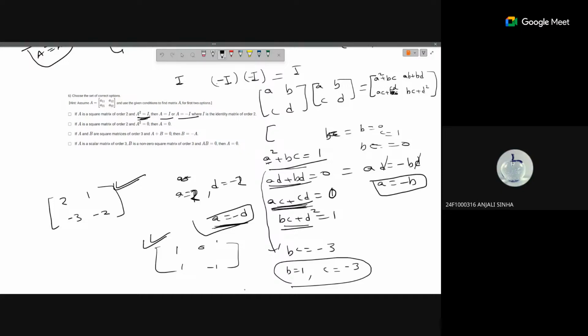Okay, Sir, can you explain why option 1 is incorrect? That's why the option is incorrect, because there are other matrices also possible than I and minus I. Got it.